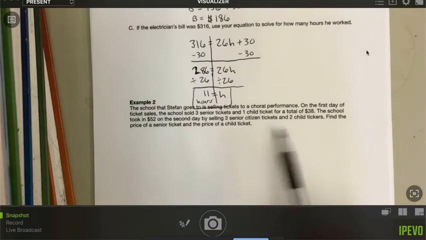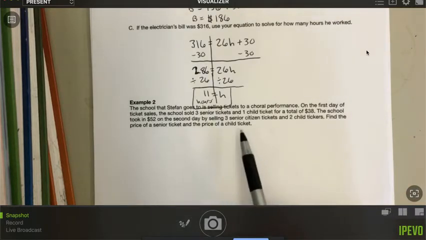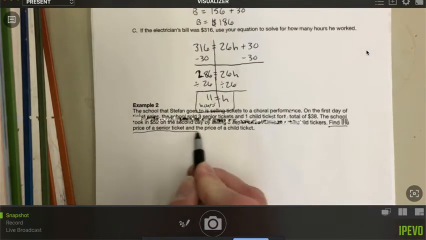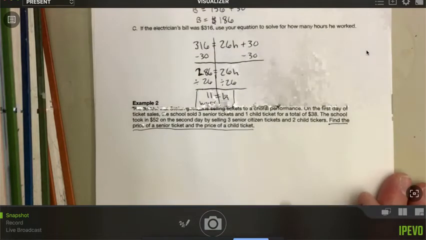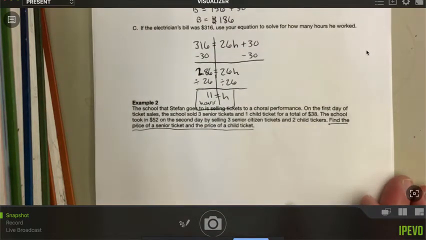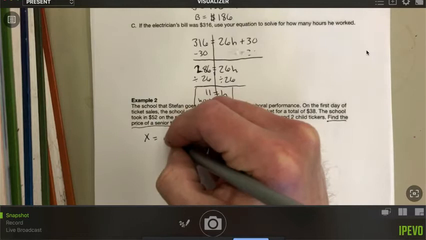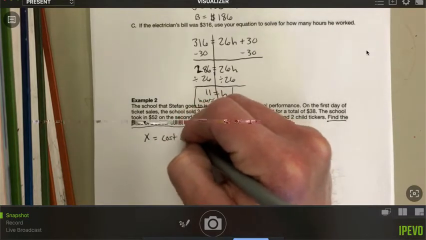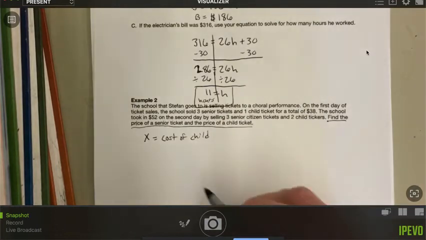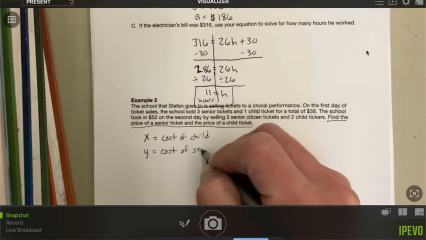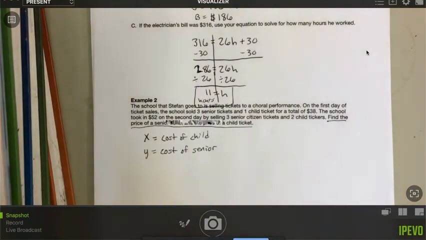I want you to find the price of a senior ticket and the price of a child ticket. But specifically, I want you to create two equations to model this. So what I want you to identify first is I'm asking you to solve for these two things. If I'm asking you to solve for them, that means you need to define a variable for them. In this case, I'm going to say x is equal to the cost of a child, and y is equal to the cost of a senior. All right.